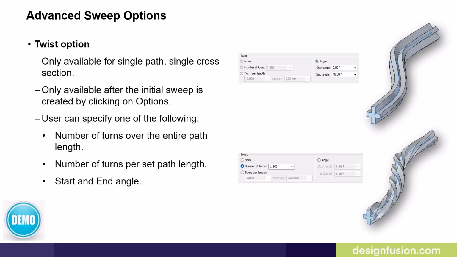Using the Twist option constructs a sweep feature by twisting the cross-section profile around the path. These options are available only for single path and cross-section sweeps after you select the path and cross-section curves. You can control the twist by defining a number of turns over the entire path, by defining the number of turns per set path length, or by defining a start and end angle.